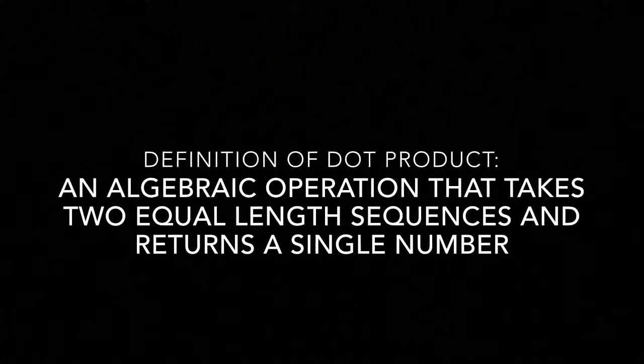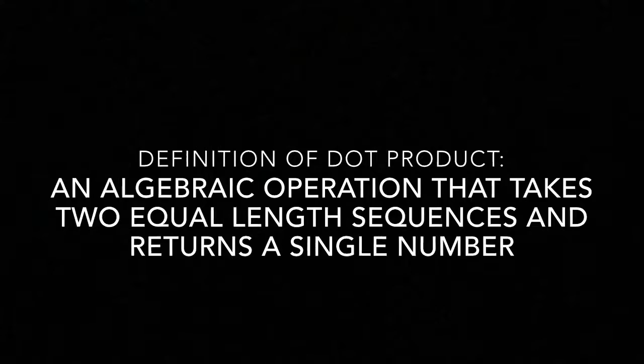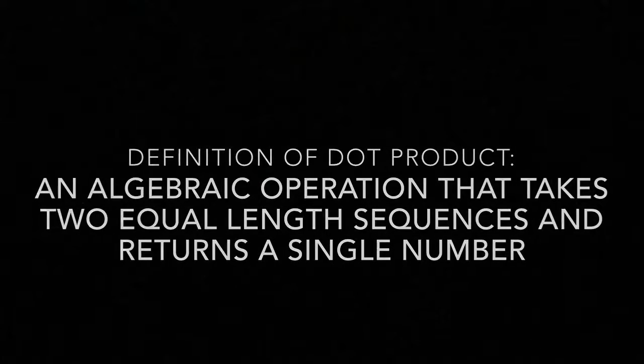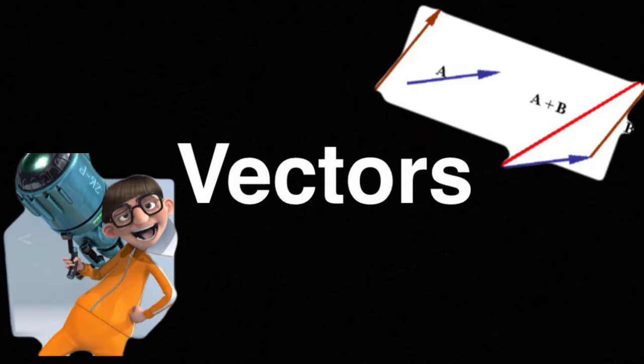The dot product is an algebraic operation that takes two equal-length sequences and returns a single number. By sequences, I mean vectors. We are basically doing multiplication while keeping in mind the vectors that are moving in the same direction.